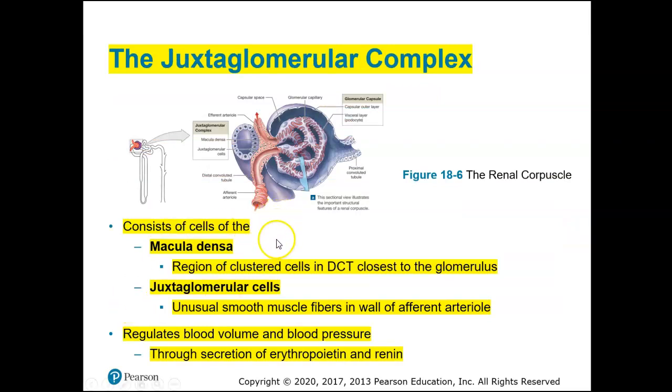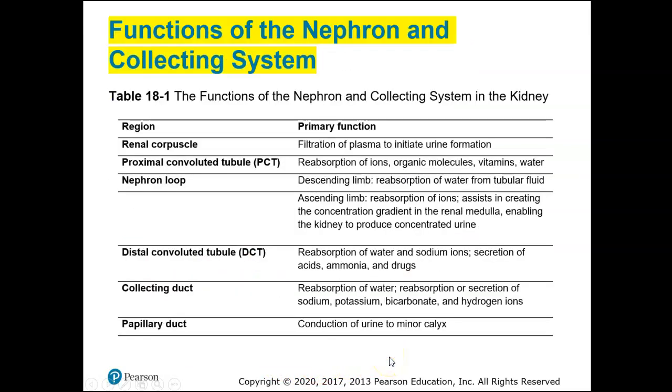All right, now the juxtaglomerular complex. I showed you this earlier. The cells of the macula densa and the juxtaglomerular cells regulate blood volume and blood pressure by secreting EPO, erythropoietin, which will increase the production of red blood cells, and renin.